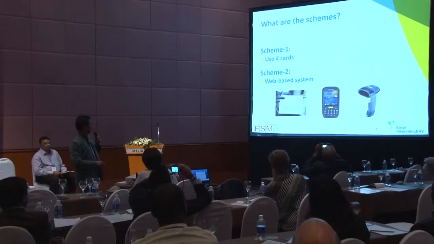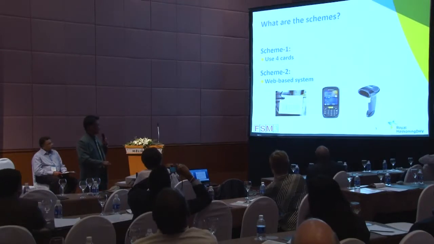What are the schemes? There are two schemes. One is used for gas, and the more sophisticated one is a web-based system. We used a barcode reader and barcode scanner. We use these two for the water supply in Tarakan, together with a water company from the Netherlands. Okay, next please.